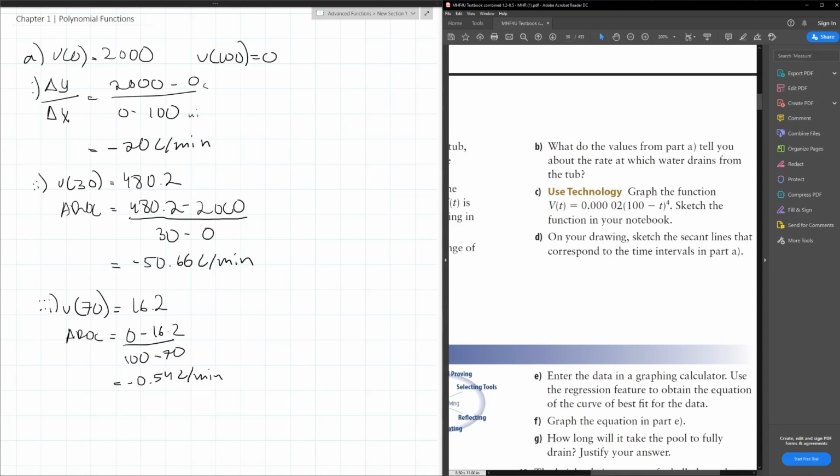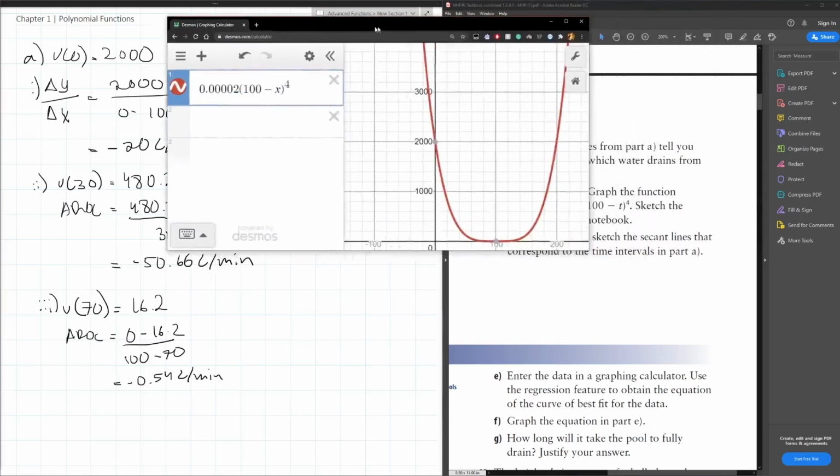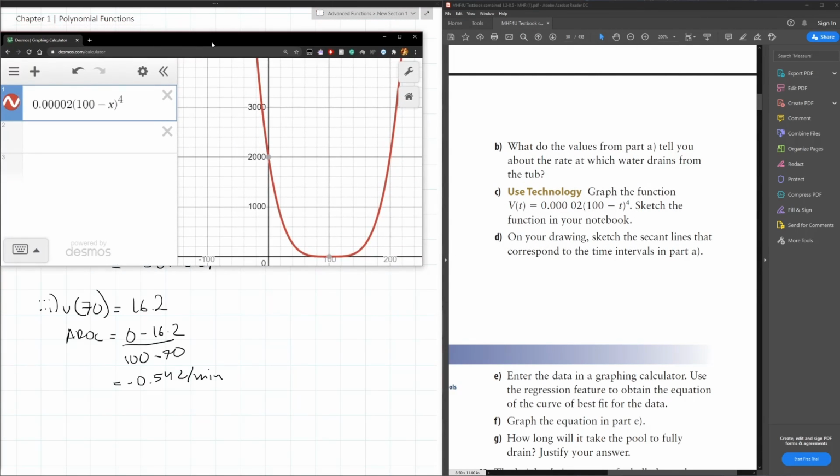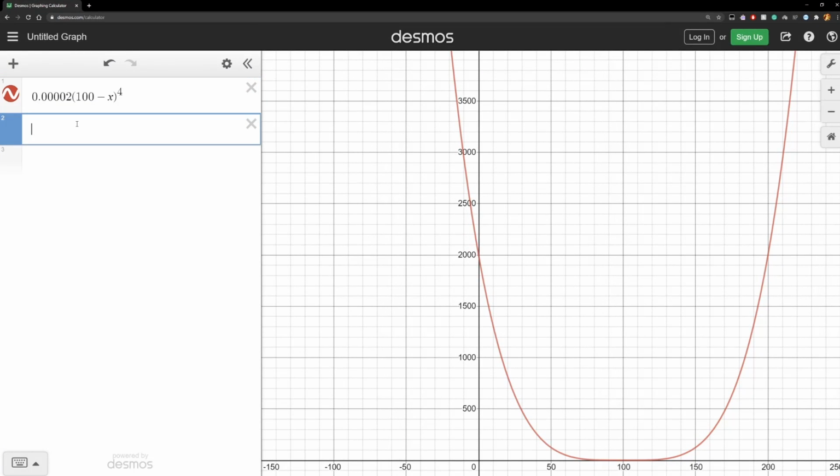Let's quickly get into Desmos and do that. Okay, so this is what the function actually looks like when it's graphed. And if on your drawing it wants us to sketch the secant to correspond to the time intervals in part A, well, what we know is that the secants should just be the line segment that intersects the graph in two points. So y is equal to mx plus b.